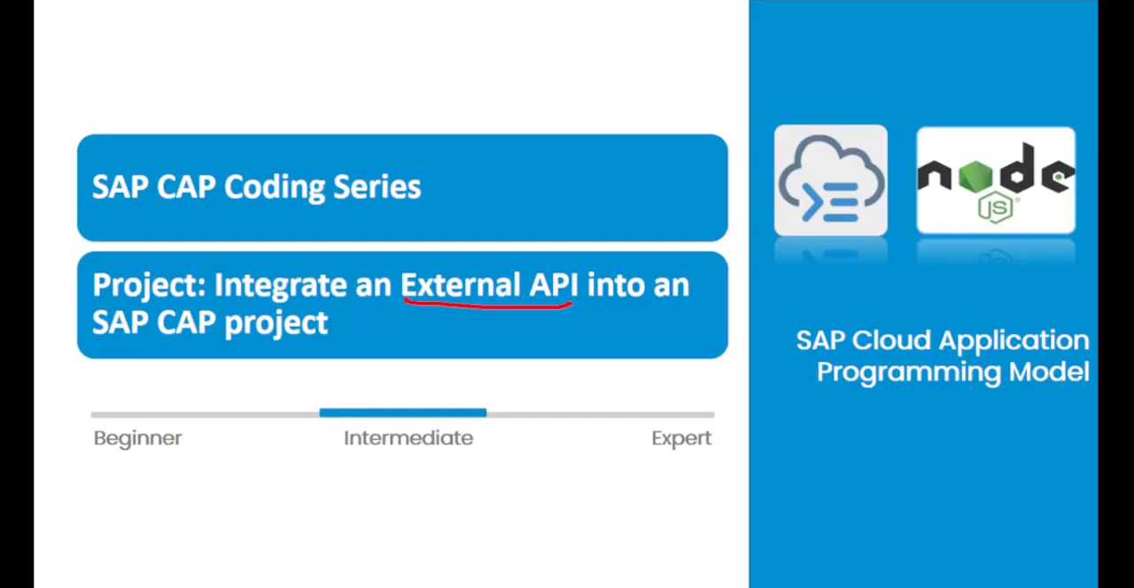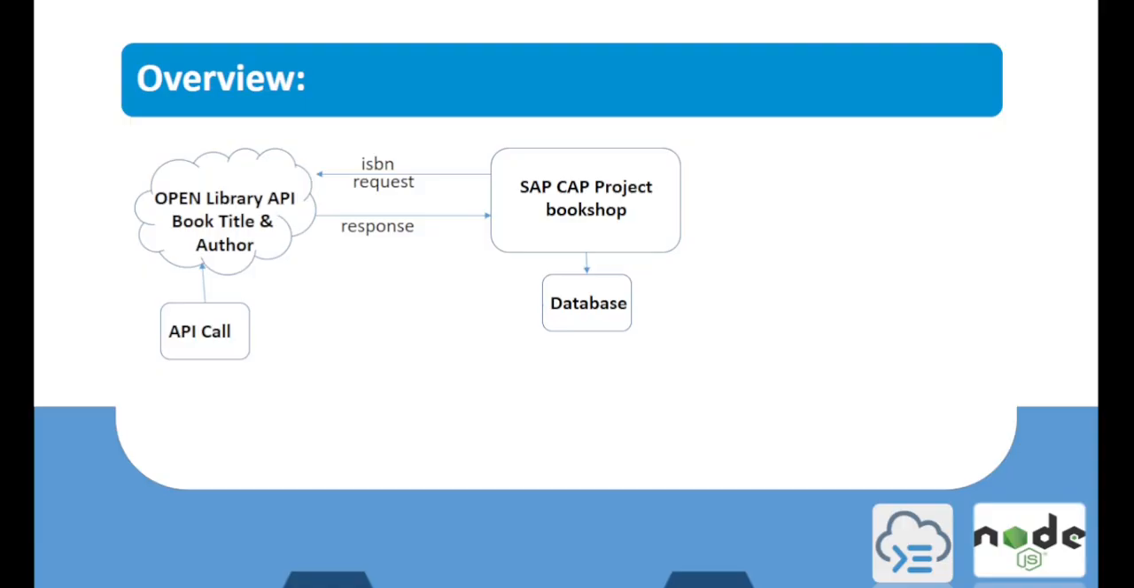So we'll be working with the Open Library API to import books using an ISBN number. First we'll be creating a SAP CAP project by the name Bookshop, and we'll be sending a request through an API call to the Open Library API to fetch the book title and author details, and we will be saving these details to our database. So first the request will be sending an ISBN number, which is a key value pair in the Open Library API, and we will get the response of book title and author.